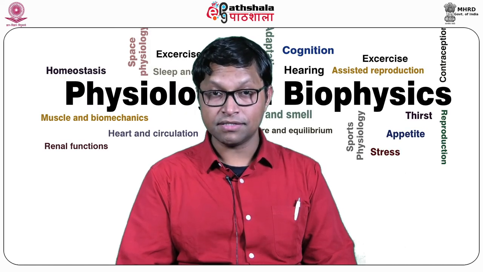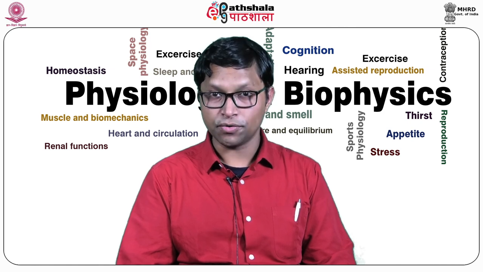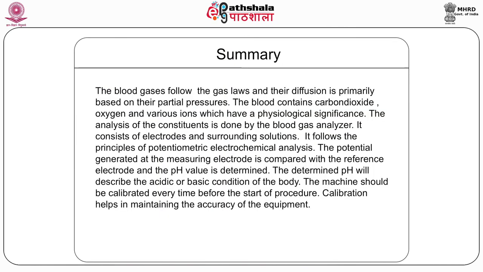Now, let's summarize what we have understood in this module. The blood gases follow the gas laws and their diffusion is primarily based on their partial pressures. The blood contains carbon dioxide, oxygen, and various ions which have a physiological significance. The analysis of the constituents is done by the blood gas analyzer. It constitutes electrodes and surrounding solutions. It follows the simple principles of potentiometric electrochemical analysis. The potential generated at the measuring electrode is compared with the reference electrode and the pH value is determined.